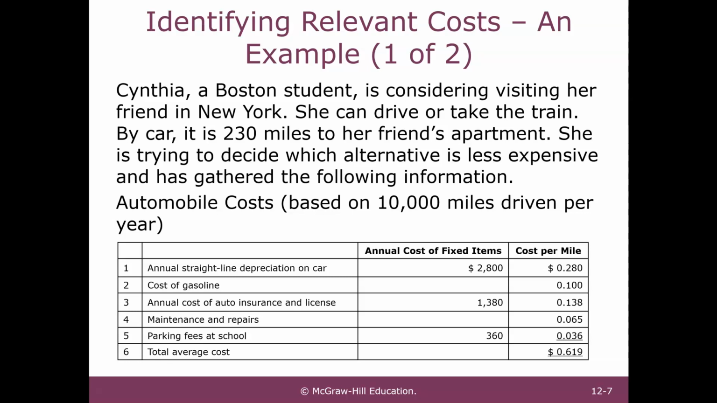Okay, and listed here are her automobile costs, and this is based on driving 10,000 miles per year. Depreciation is $2,800 annually, and so that's 0.28, so it's 28 cents per mile. Cost of gasoline is 10 cents. Her annual auto insurance and license is 13 cents, almost 14. Maintenance and repair is 6 cents.